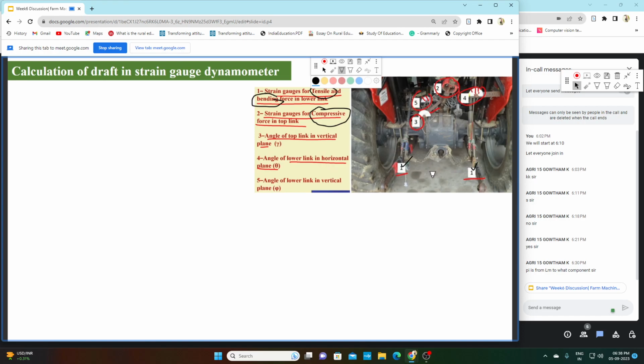Why are we using strain gauges for this? Because the lower links are subjected to two types of forces. One is tensile force and another one is bending force.